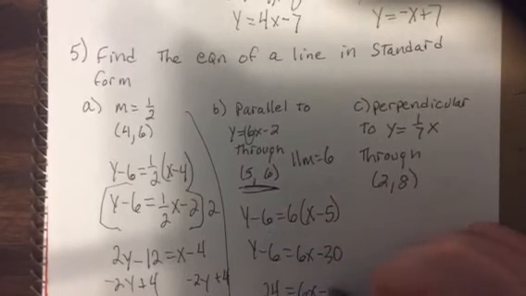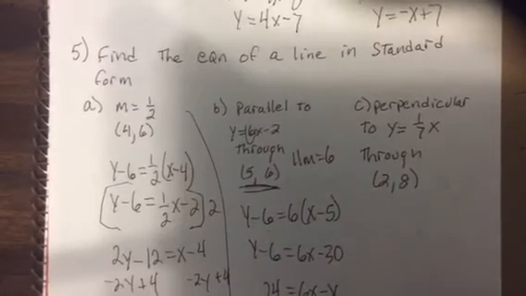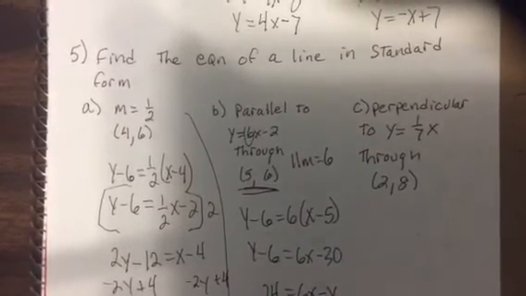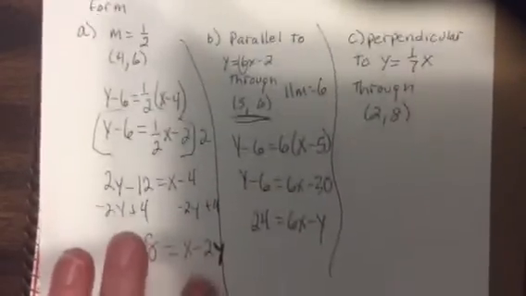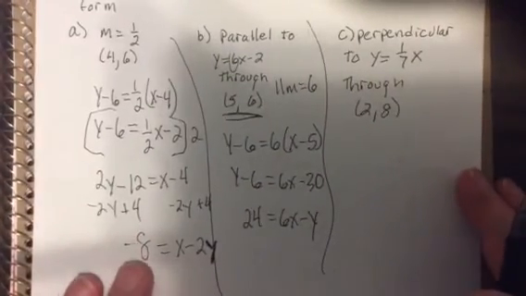So I get the number over there. I don't know why I like to keep the coefficient of x positive. That's not a rule in every book.